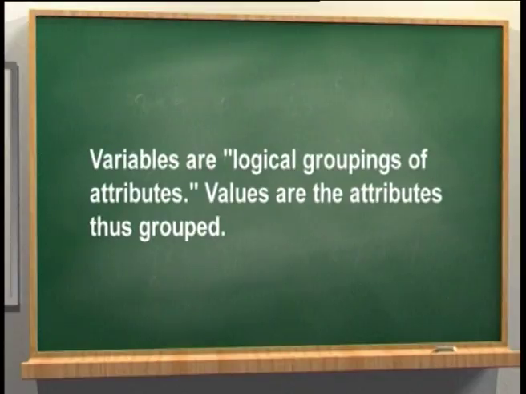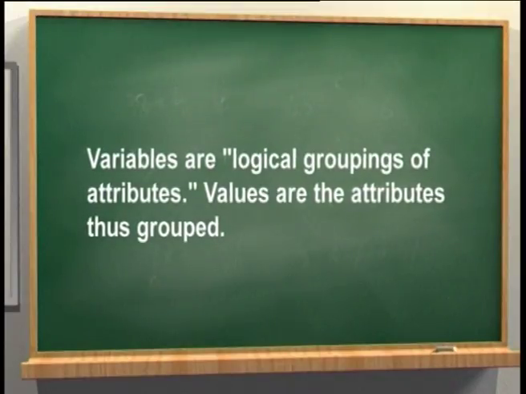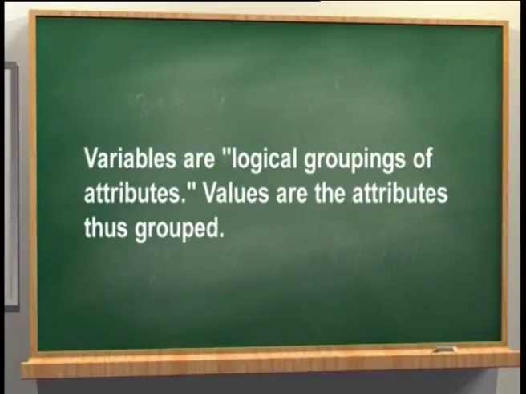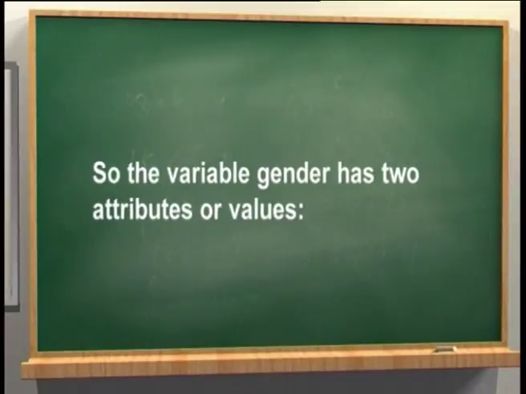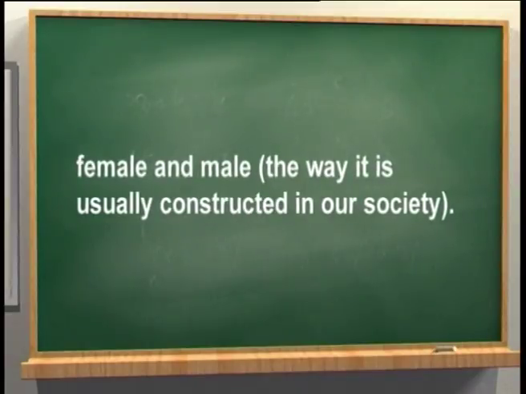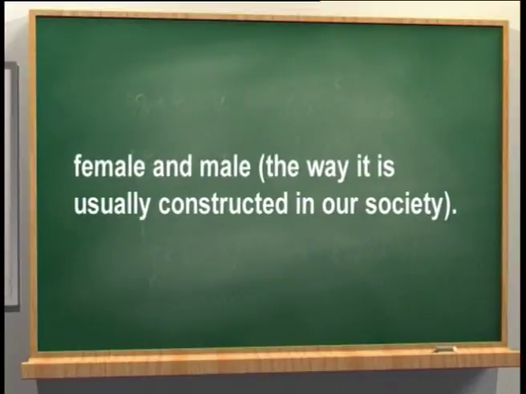There are some concepts which students need to be very clear about before they begin the coding process. These include the difference between variables and values. Variables are logical groupings of attributes. Values are the attributes thus grouped. So, the variable gender has two attributes or values, female and male, the way it is usually constructed in a society. The variable age has many possible values, that is 18, 19, 20, 21, etc.